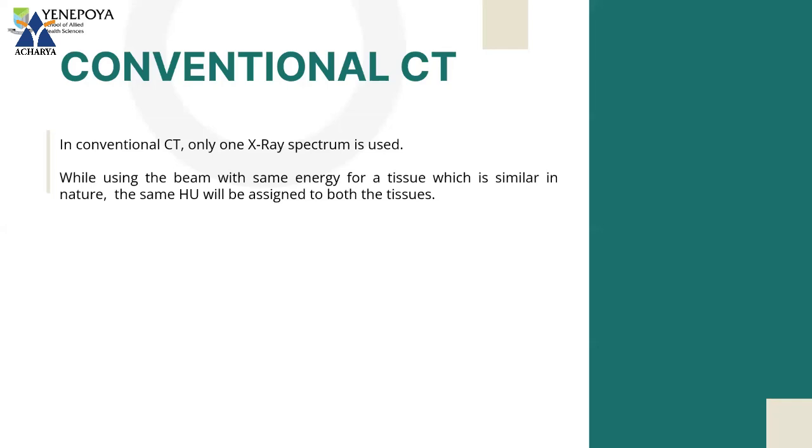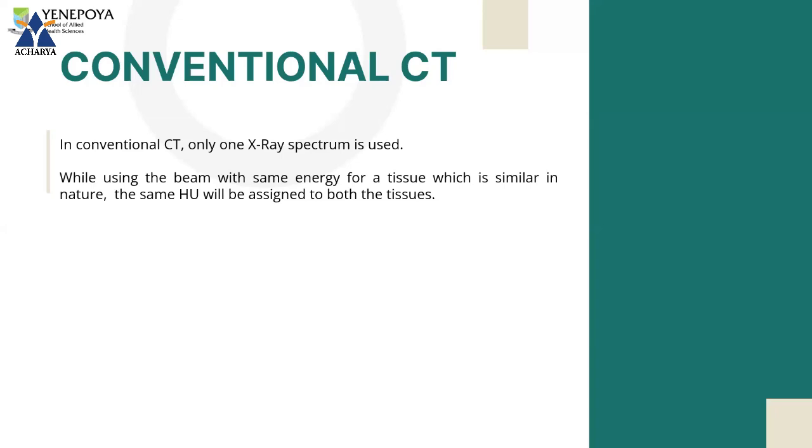So to identify the linear attenuation coefficient of each tissue, the beam passes through multiple projections in a helical CT scanner. During reconstruction, each voxel will be assigned a Hounsfield unit based on the linear attenuation coefficient of the tissue present in it, compared to the linear attenuation coefficient of water, which is taken as reference. So in conventional CT, only one X-ray spectrum is used, and the attenuation measurement is integrated based on that single spectrum for different tissues.